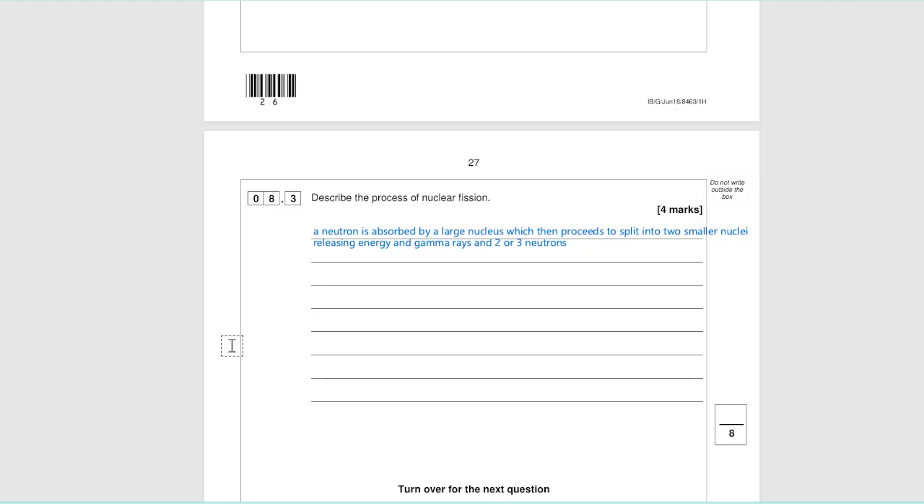With those 2 or 3 neutrons then often going into other large nuclei, causing them to split, which often leads to a larger chain reaction, although it doesn't ask that for the question. However, you wouldn't be penalised for writing it down.